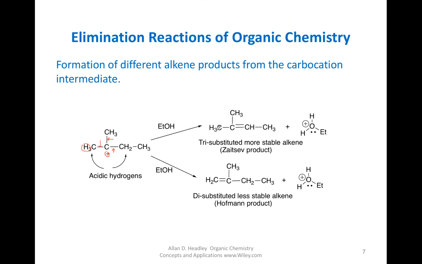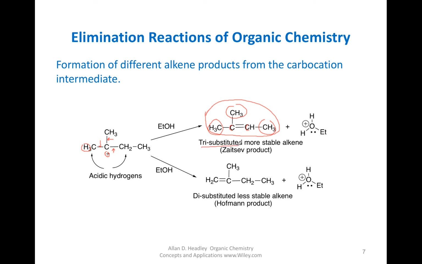This product, however, is the major product because it is the more highly substituted alkene. What do we mean by more highly substituted alkene? Here are the carbons of the double bond, and on those 2 carbons are 1, 2, and 3 alkyl groups. So we say it is a tri-substituted double bond.